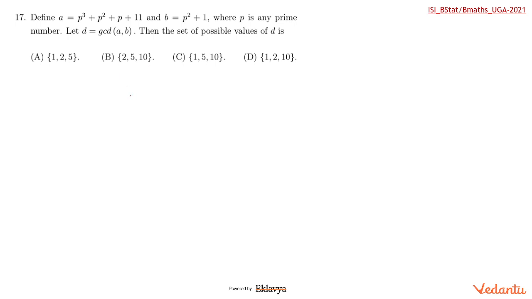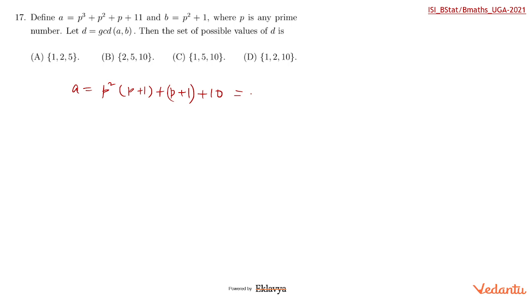17, A is P cube plus P square plus P plus 11, B is P square plus 1, P is any prime number, and D is the GCD of A and B. Then the set of possible values of D is, we have to tell the set of possible values of D. So basically, if we look here, A is what? P, we take p square common, p plus 1, then p plus 1 we can write plus 10.